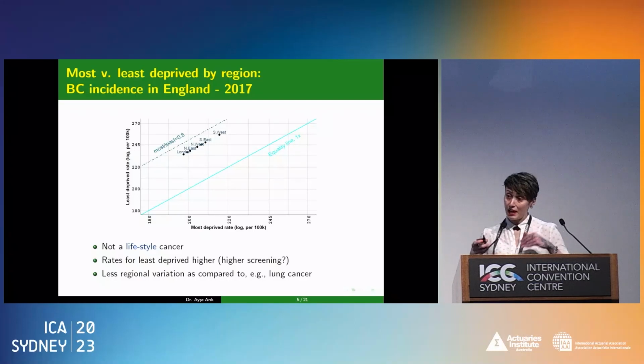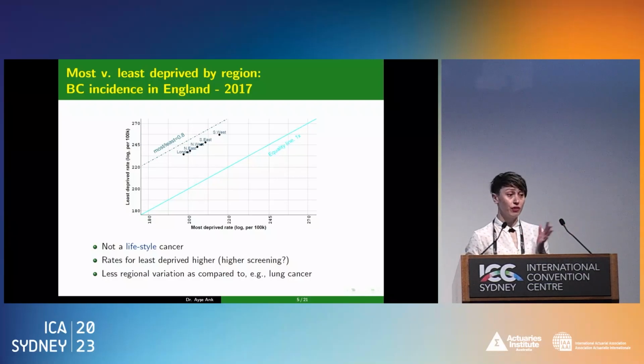Yet we see they appear above the equality line, showing us the higher incidence rates happen to be in the least deprived deciles of each region in England. Apart from this, we also observe regional variations, where we observe higher incidences in the south of England compared to the north of England. So this tells us there are socioeconomic and regional differences in breast cancer morbidity.